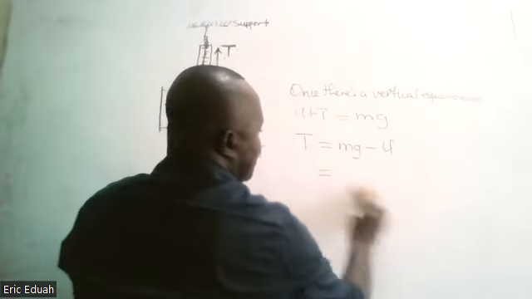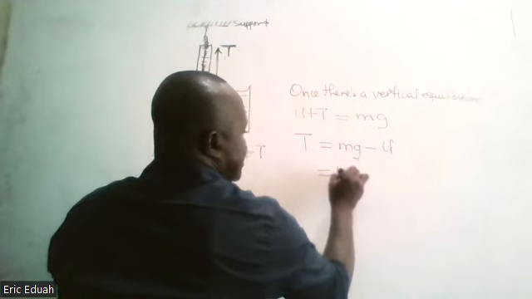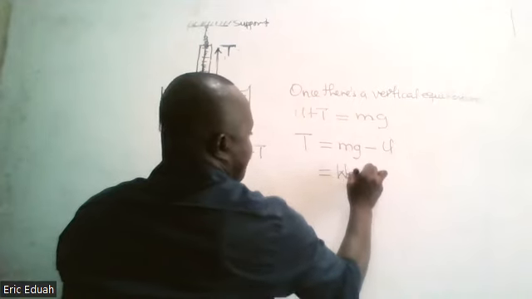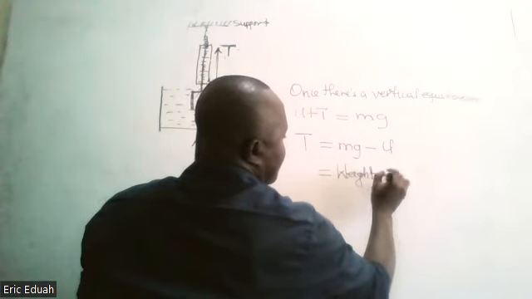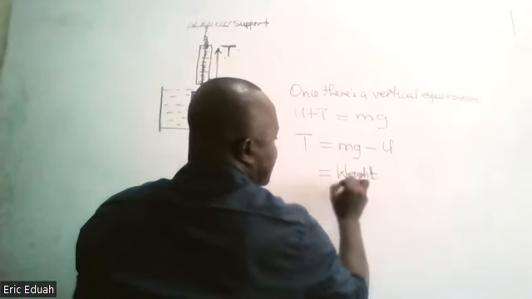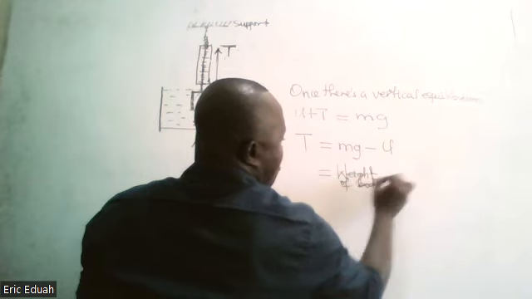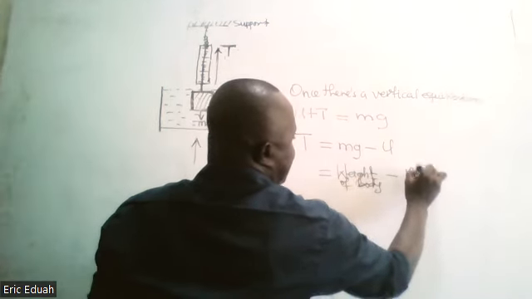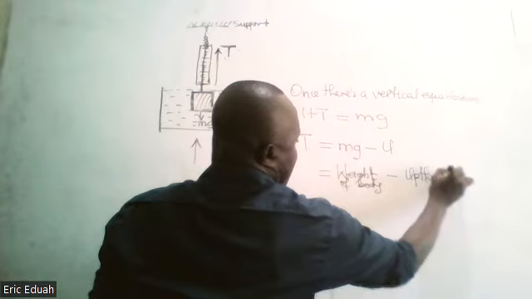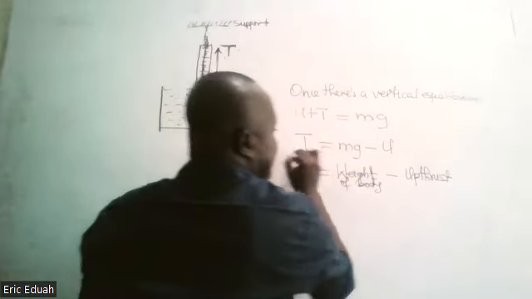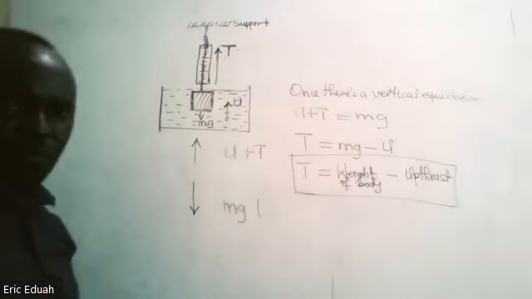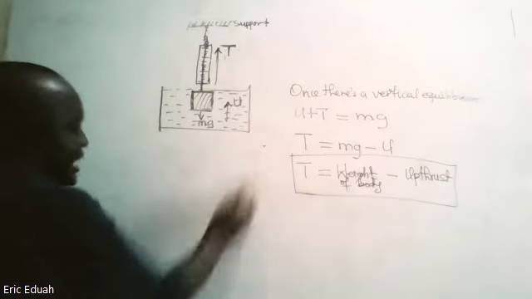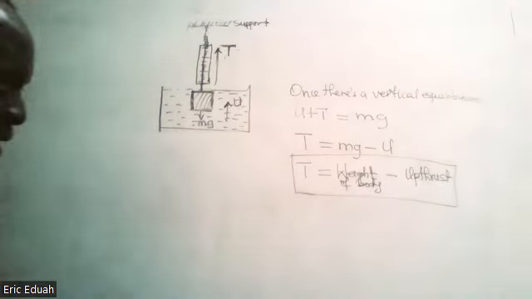Then the weight of the body, let me write it simple: weight of body minus upthrust is equal to the tension in the spring, either the tension in the spring or in the string. Class, are we fine?